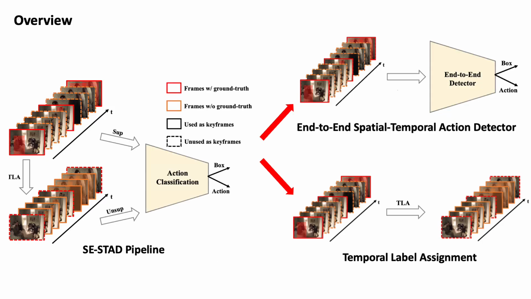Our proposed SE-STAD pipeline is shown here. SE-STAD consists of two main parts. The first part is a simple but effective end-to-end spatial-temporal action detector. The second part is a temporal label assignment algorithm used to generate high-quality pseudo-labels during the semi-supervised process.